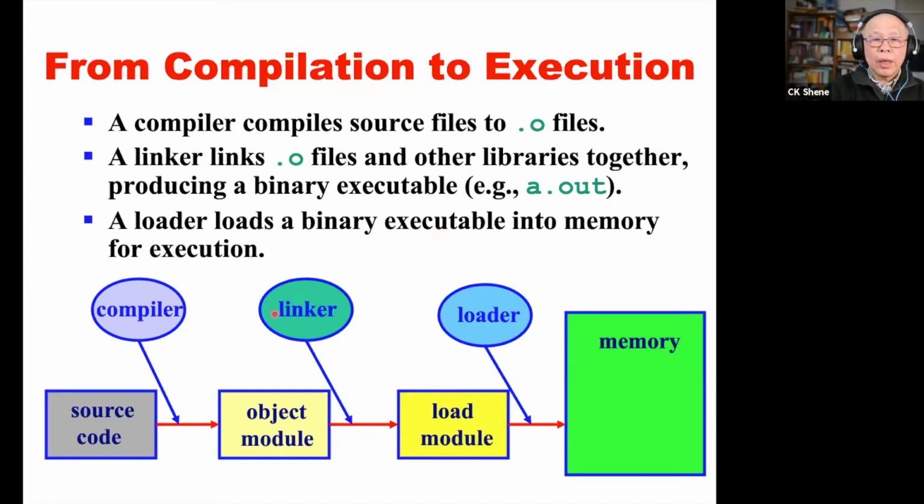Now look at this diagram. Your source code is compiled by a compiler to object codes. Usually we refer to these object codes as object modules with a suffix .o. And then a linker links all of these object modules, including the modules you used from the library, and links them into a single piece. This single piece is referred to as a binary executable.